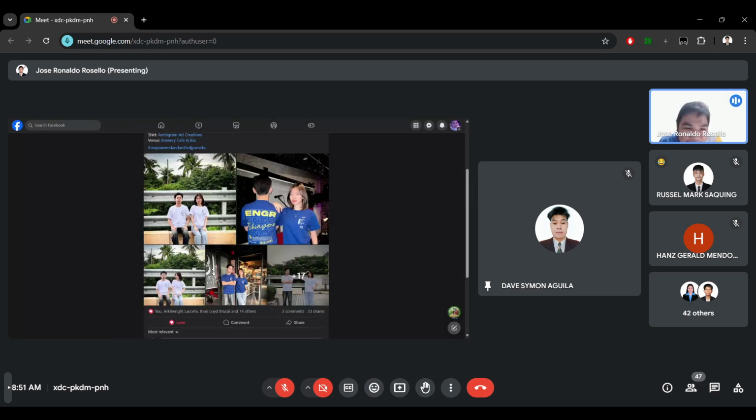Okay, so yan. Meron siyang blue at white variant at may baybayin siya.